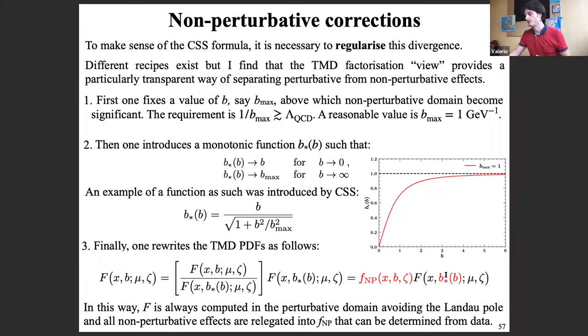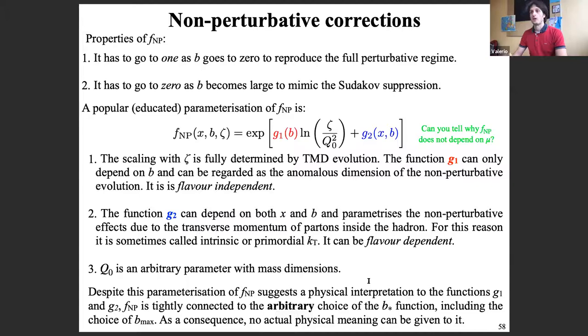never becomes too large. And so alpha_s is never computed at values of the scale that are too close to the Lambda pole. And then you essentially just isolate everything that is non-perturbative into this function that is called FNP, and that actually encodes all the non-perturbative contribution. And the best way we have today to determine this FNP is by fitting it to data, pretty much as you do for standard collinear PDFs. Now I'm not going through this slide.